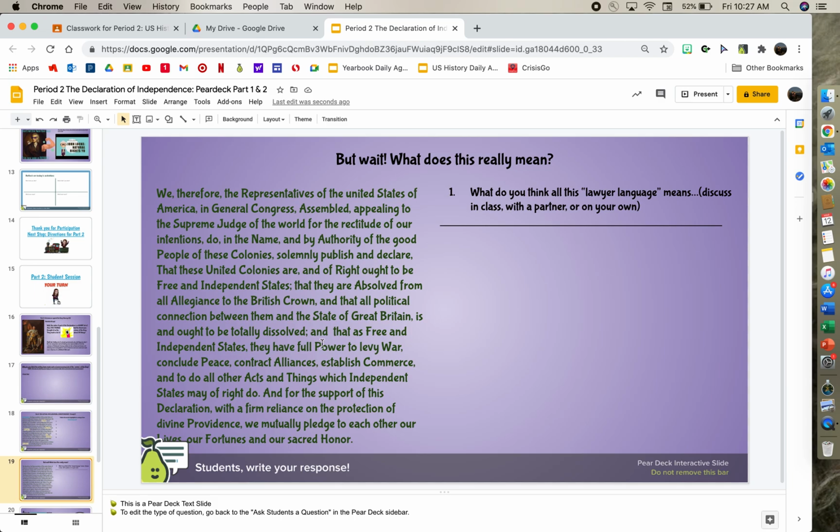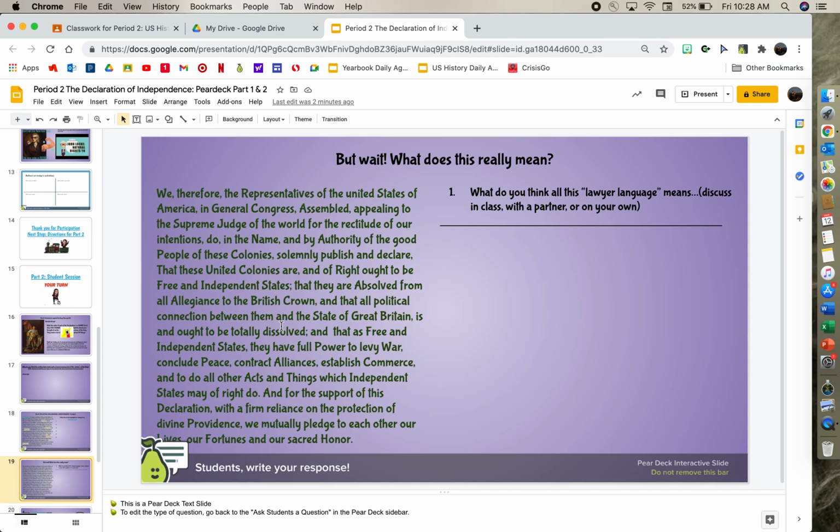So basically, this is like a contract, and this is very like, this is what we're asking, this is what we want. This is very lawyer language. So I know it says discuss in class with a partner, but obviously you're just writing the response on your own. Normally this would be an in-class discussion with each other, but since you're doing this on your own in Pear Deck, don't worry about that part.